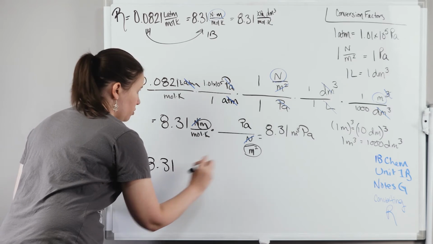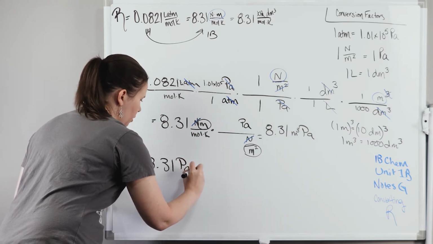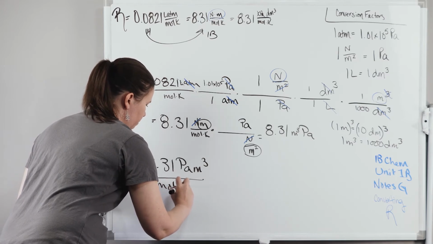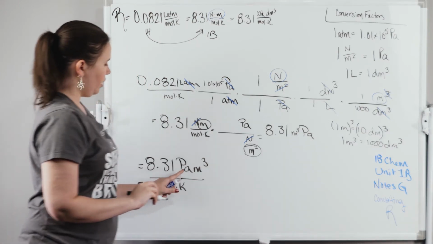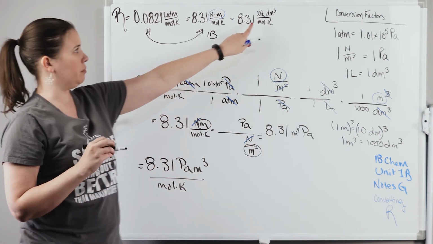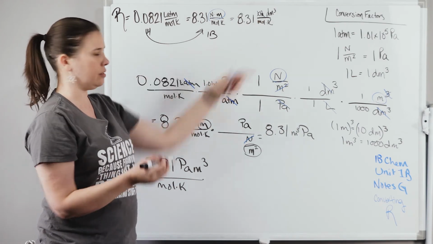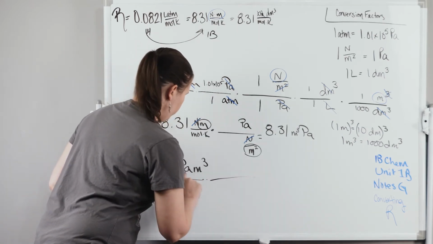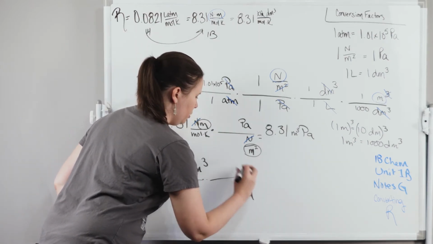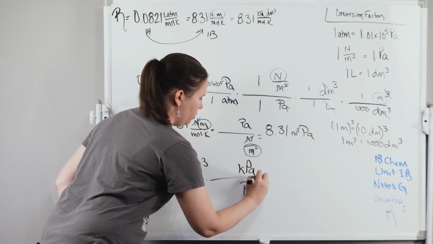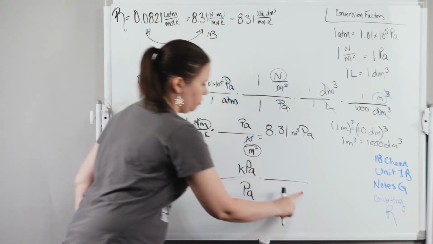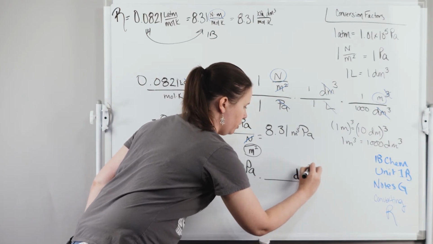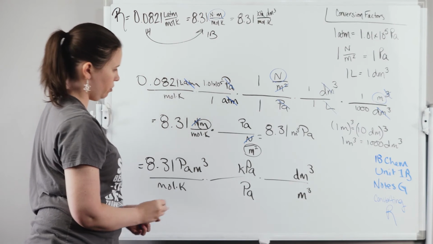So I'm going to start fresh there. 8.31, it just looks funny, so I'm going to flip them back: Pa meters cubed over the mole K. So now that I have pascals and meters cubed, it's a much closer leap to get to kilopascals and decimeters cubed, just one conversion factor needed for each. So first the pascals I'll put on the bottom and put kilopascals on the top. Then I have meters cubed, which I'll put on the bottom and put decimeters cubed on the top. Trying to make sure things cancel correctly.